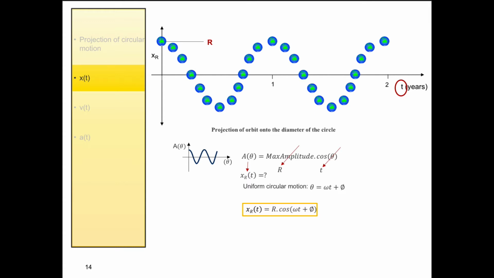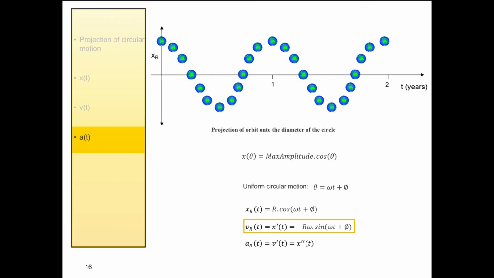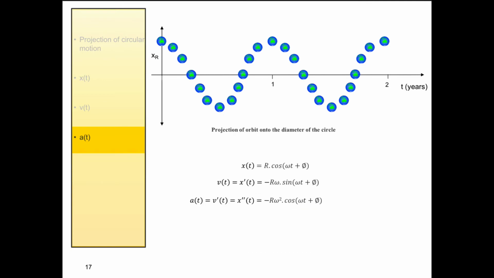From that equation, we know that to describe our velocity, we have to take the derivative. And that gives us that our velocity is equal to minus r omega sine of omega t plus phi. We do the same thing to find our acceleration. We differentiate our velocity, and that gives us that our acceleration is equal to minus r omega squared cos of omega t plus phi. If we look closely, or not even particularly closely, at those equations, we will see that they are the equations of simple harmonic motion. So the projection of the orbit of our object undergoing circular motion is described by simple harmonic motion. And that is useful for a number of reasons.